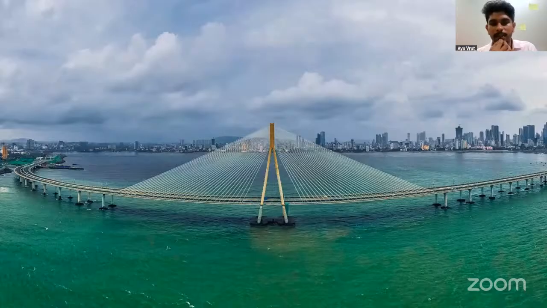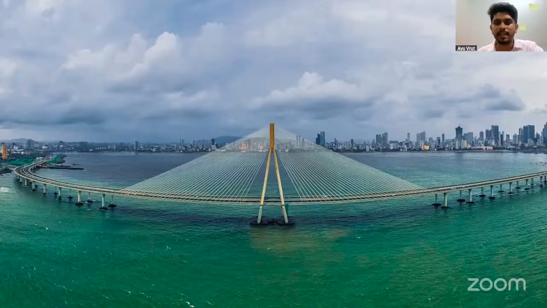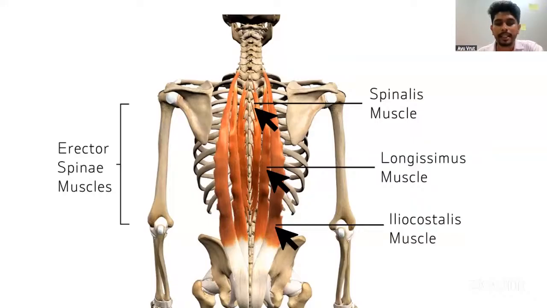Third, as I live in Mumbai, we have this Bandra Worli sea link. So this Bandra Worli sea link reminds me of a structure, the spine. How? Let me show it to you. See, these are the erector spinae muscles, right? If you keep our spine one above the other, these 33 vertebrae are kept in a length, right? So if you don't support this with something, it may fall towards the right. If you don't support it, it will fall towards the left.